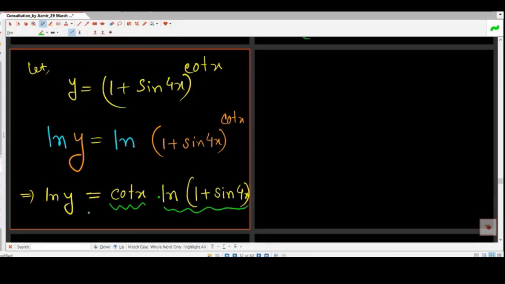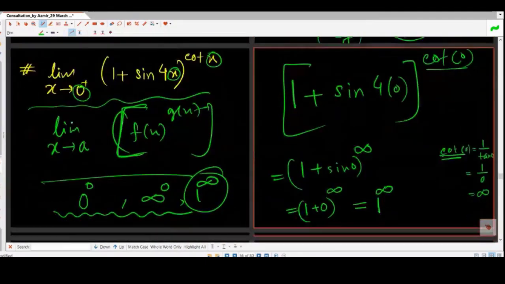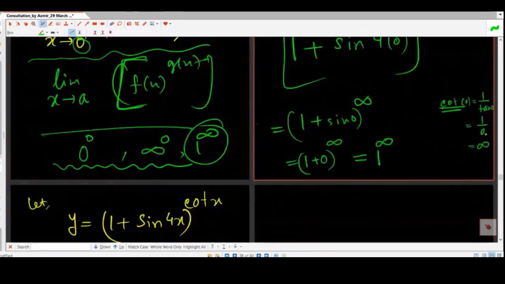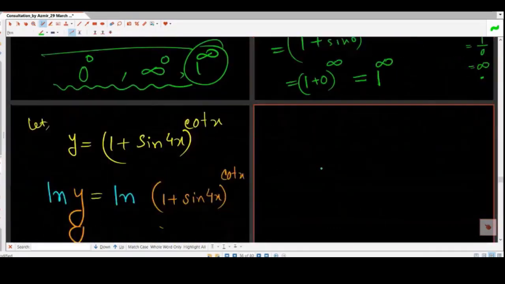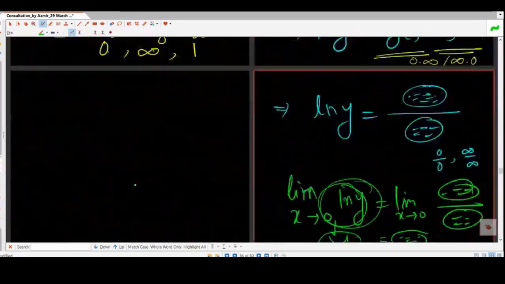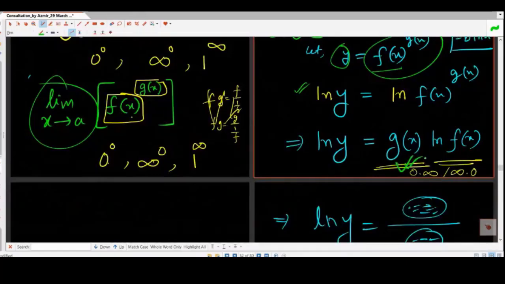So if we check for the limiting value 0, cotangent of 0 will be infinity. Just now we have seen cotangent of 0 is infinity. And natural log of 1 plus sine 0, that is natural log of 1. Natural log of 1 is 0. So automatically we have type 3. That means now we have type 3.